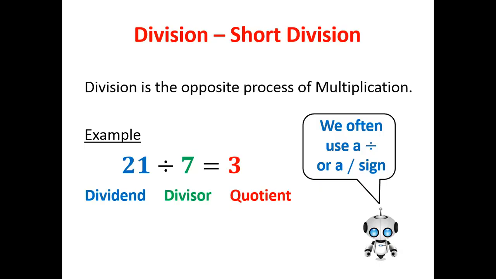Division is the opposite process of multiplication. For example, 21 divided by 7 is equal to 3. Now the 21 has a name called the dividend, the 7 has a name called the divisor, and the 3 has a name called the quotient. Not many students remember these names these days.